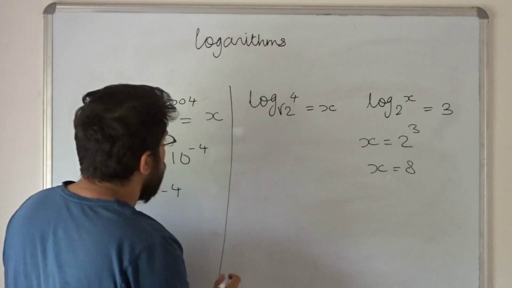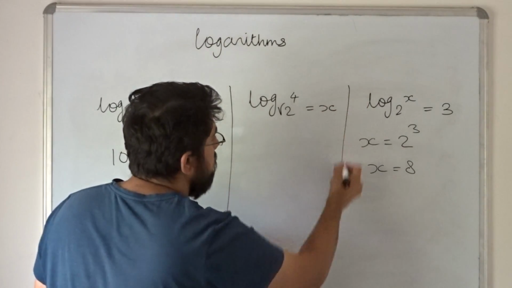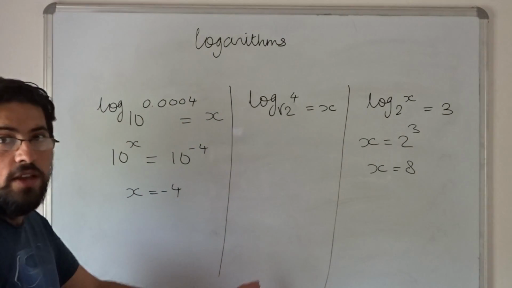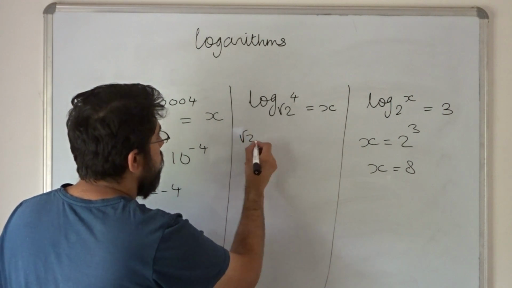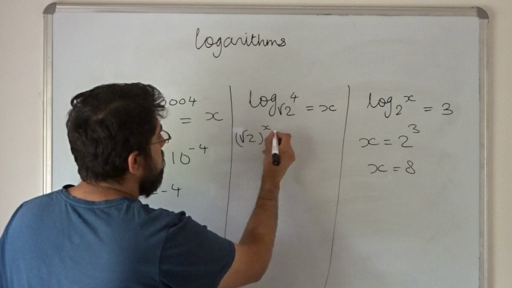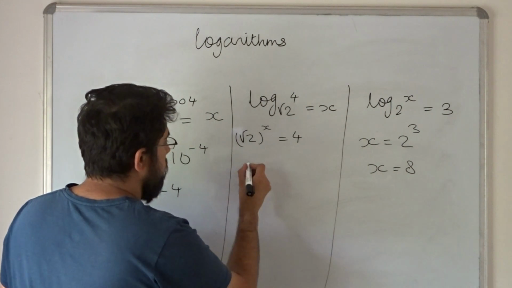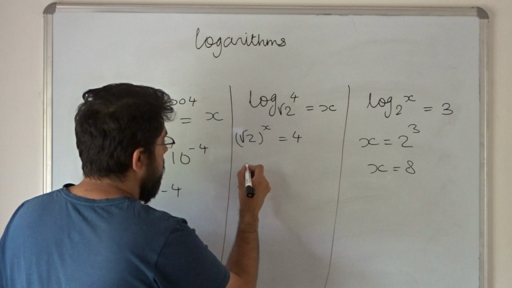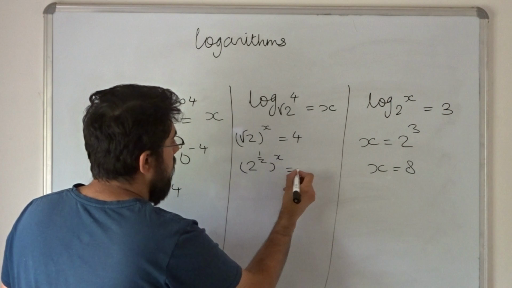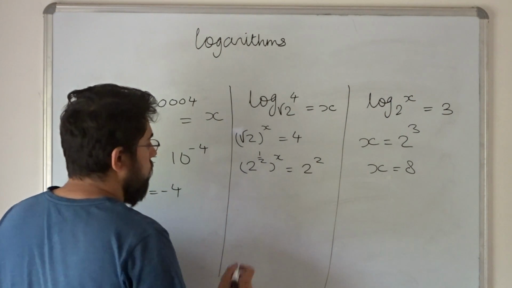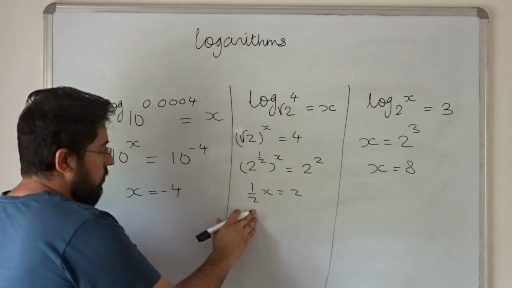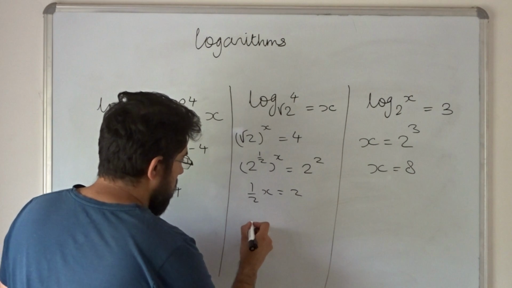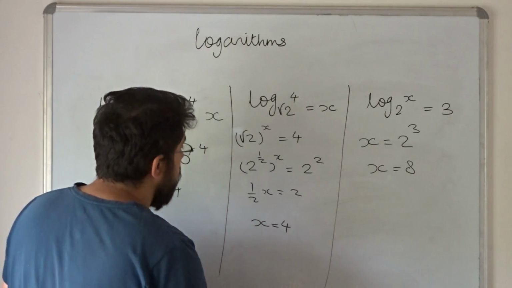Let me just draw a line here so that you don't confuse anything. So basically you have root 2 to the power x equals 4. Then I'm sure you already know that root 2 is actually 2 to the power half, and then you have this. And I'm sure you know 4 is 2 to the power 2. So half x is equal to 2. You multiply both sides by 2, and then x equals 4.